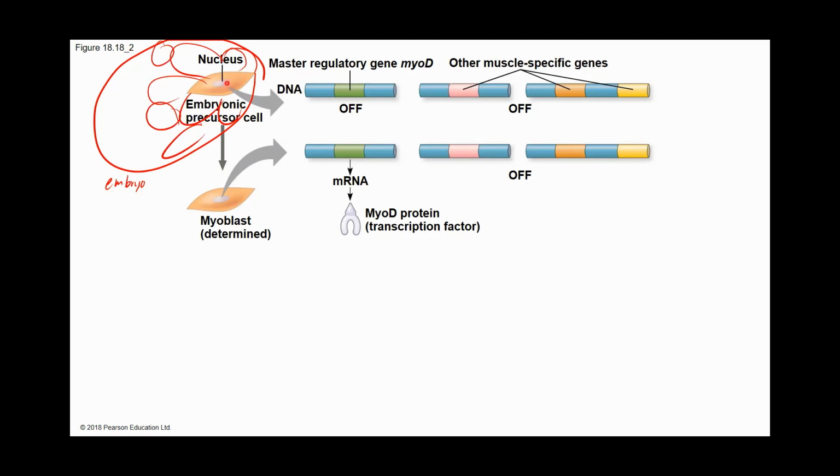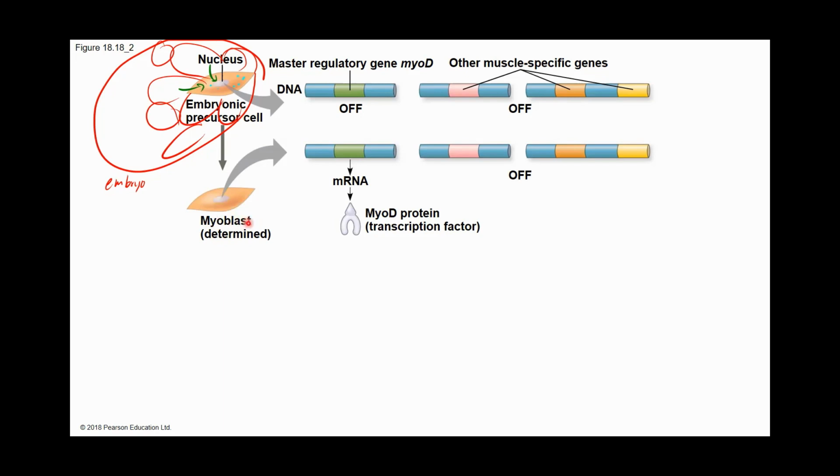But this particular cell, for some reason, maybe because of a specific cytoplasmic determinant, or maybe because of induction from another cell, will at some point start transcribing this gene. Now, this gene, if it's transcribed, will produce a transcription factor. And if this transcription factor is produced inside the cell, the cell is transformed from an embryonic precursor cell into what we call a myoblast.